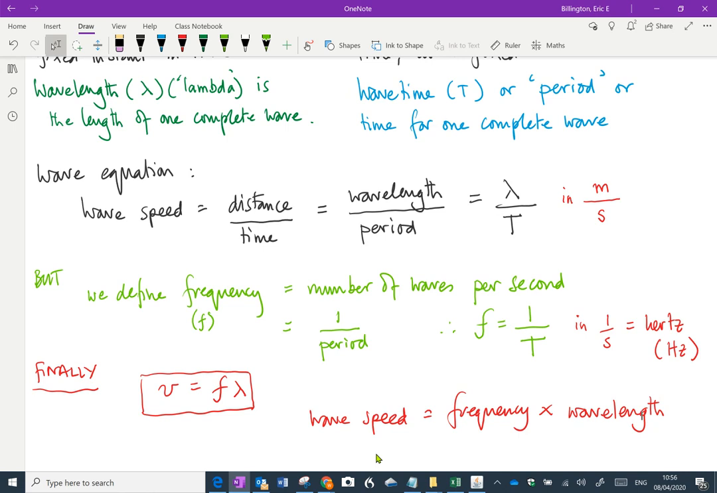Okay, so that ends my little talk on the basics, and now you can get on with the rest of this worksheet. Thank you very much.